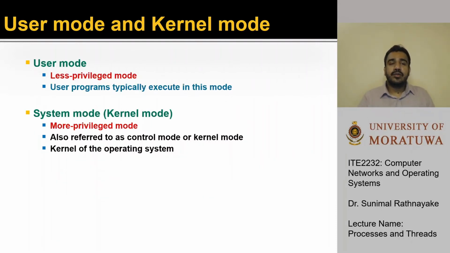So I introduced you to the user mode and the privileged kernel mode last time. So we have more information about those two modes. The user mode, like I said, is a less privileged mode, usually there for user programs to execute in. And the kernel mode or the system mode is a more privileged mode, also referred to as control mode, right? So for executing certain privileged instructions, you need to switch the system to the kernel mode.